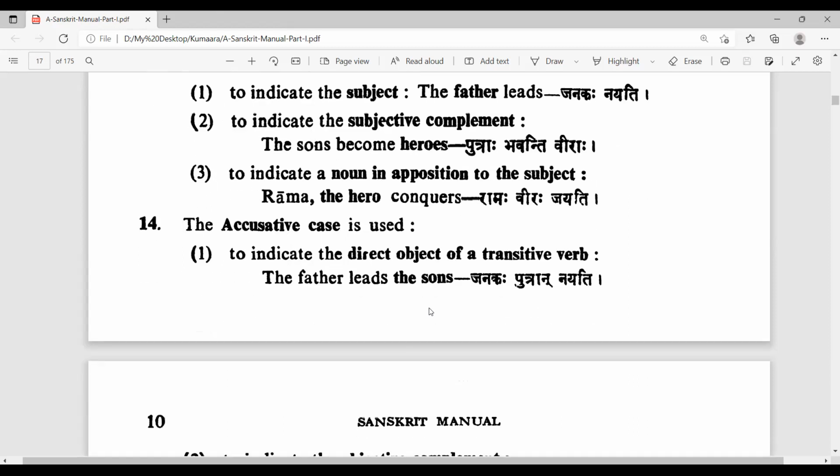Now, dvitiya vibhakti, accusative, with accusative case. I heard this accusative, that it is German or something, that these words are used. That is why in English also it is called accusative.